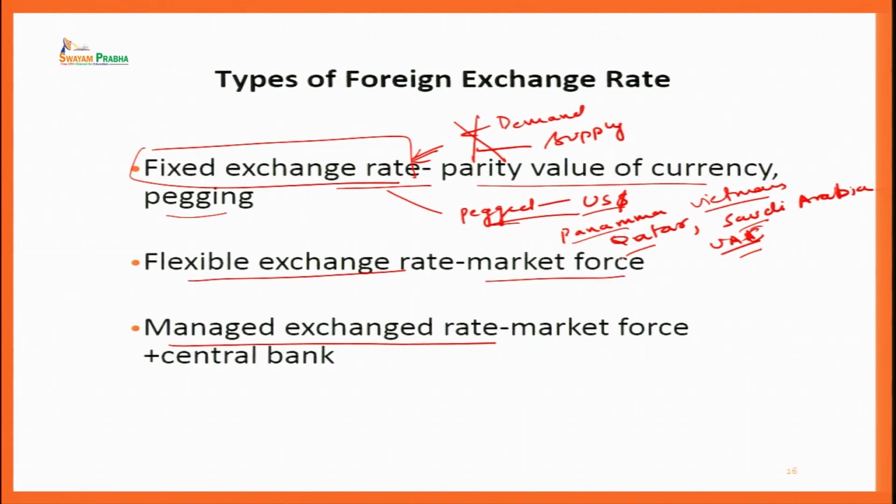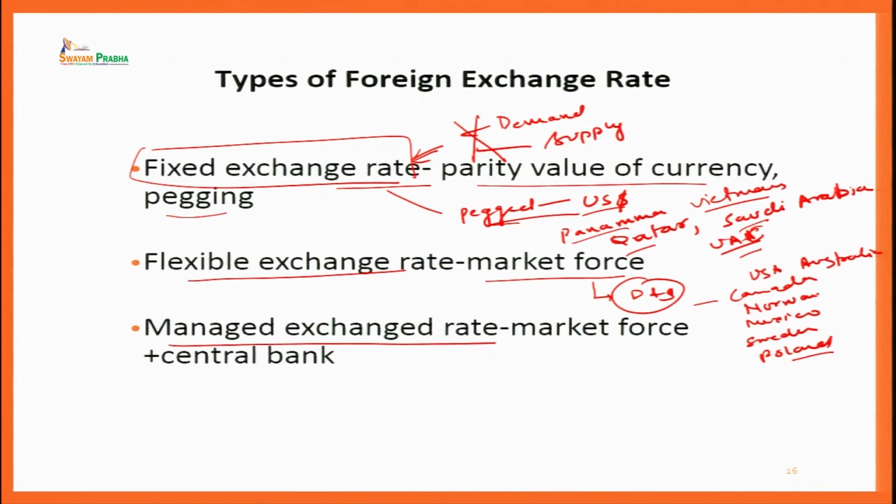In a flexible exchange rate, market forces play an essential role. There will be a role of demand and supply. On the basis of the demand for or supply of the US dollar, the convertibility and valuation in the world market is determined. So mostly developed countries like Canada, Norway, Mexico, even Sweden, Poland, and for sure the USA and Australia have this.